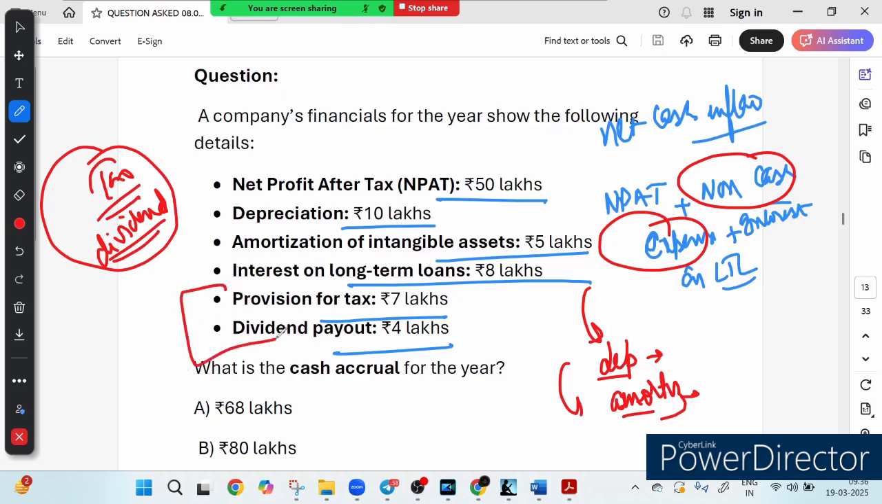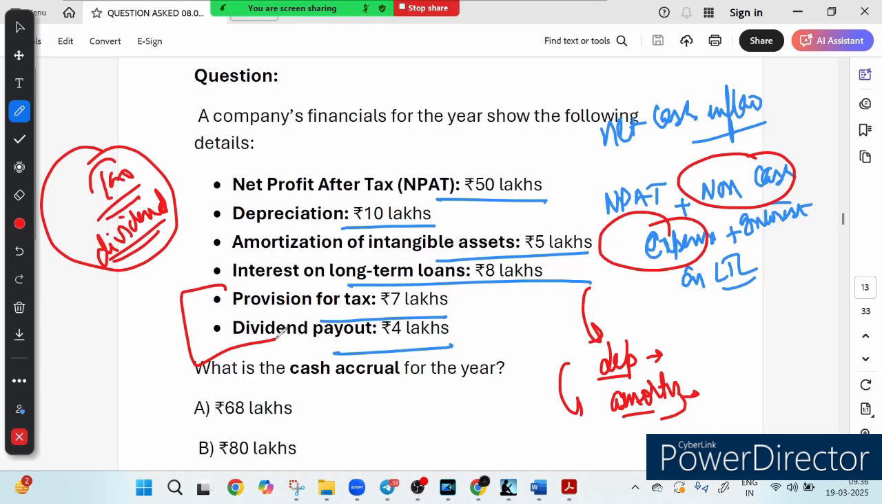Remember, depreciation will be included as non-cash expense. Yes, it is a kind of non-cash expense. And amortization on intangible asset is also a kind of non-cash expense. And interest, obviously, since you have taken a long-term loan, this is a kind of cash outflow, right? So this is cash accrual.